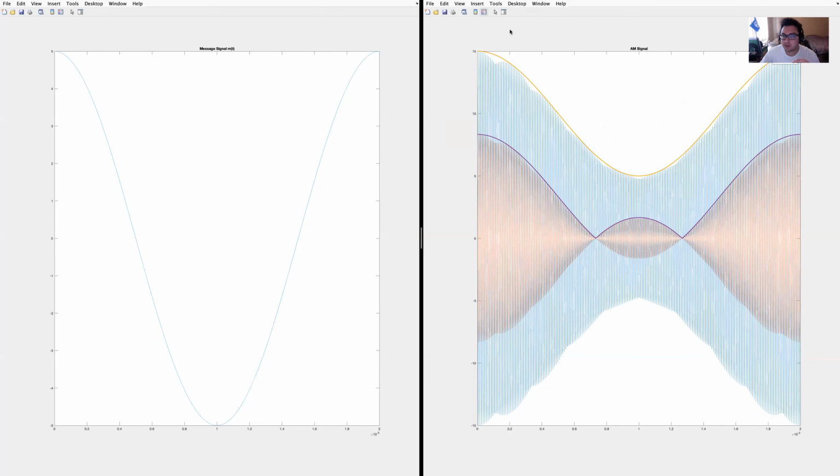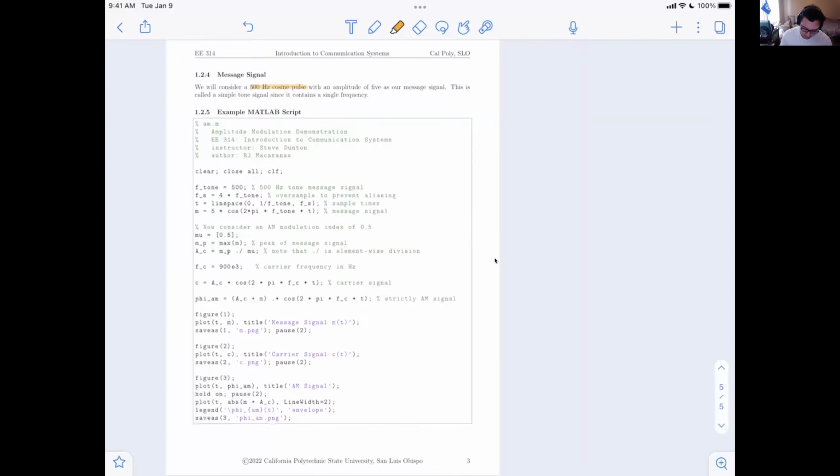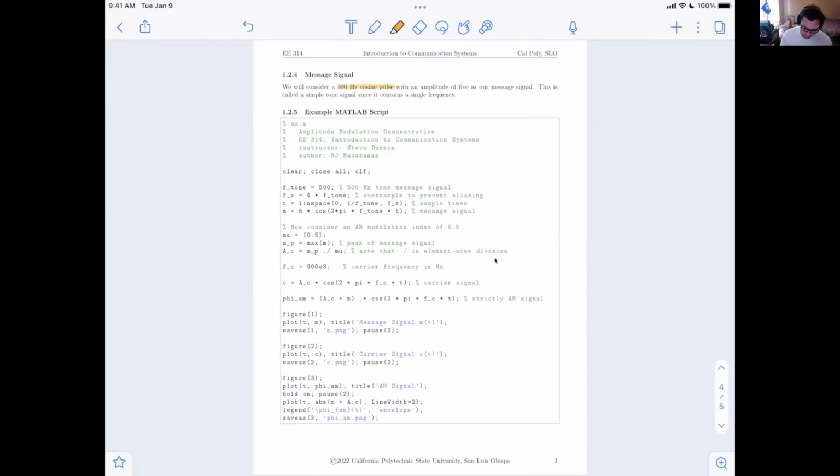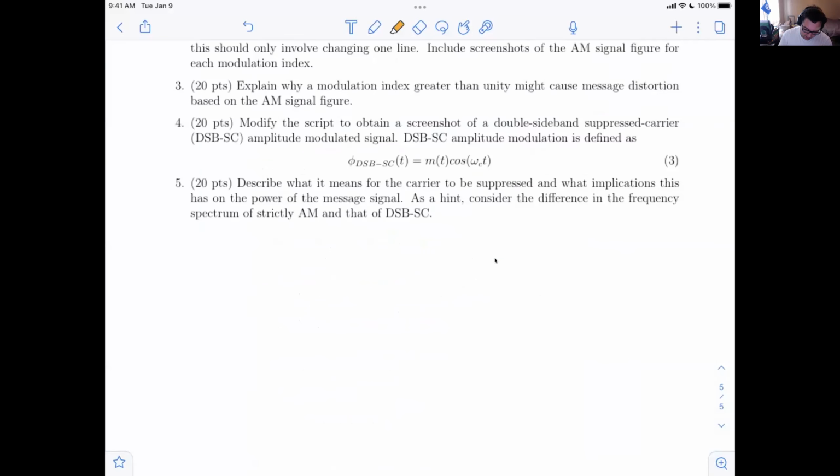Okay, so let me stop sharing that. And I'll share, and then we can go back to the PDF here. If it'll come up. Yep, there we go. So talked about the script a little bit, and here's the exercise.